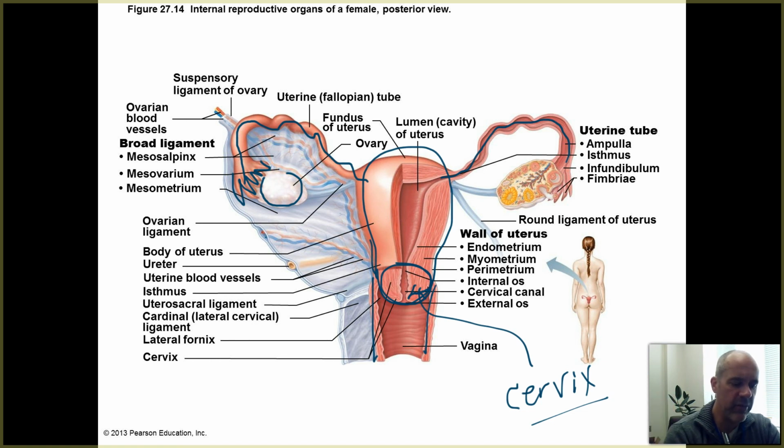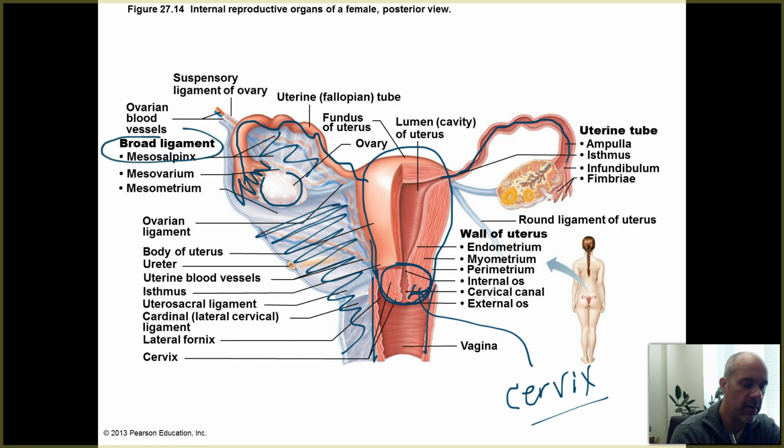And notice also what they've drawn in here, all these kind of grayish tissues. Those are various ligaments, such as the broad ligament, which help hold all these structures together. So you don't want your ovaries and your fallopian tubes just flopping around all over the place inside the abdominopelvic cavity.